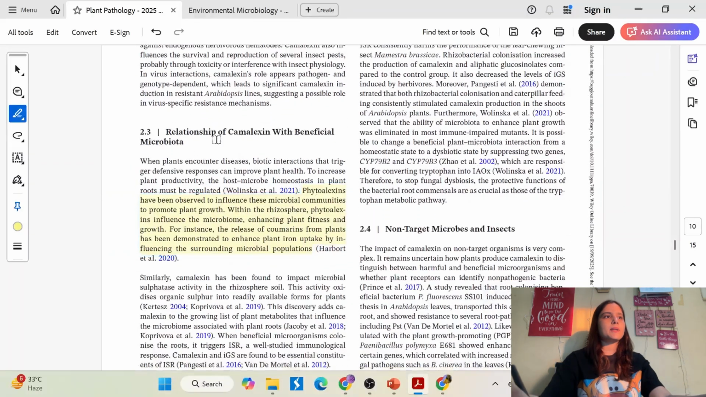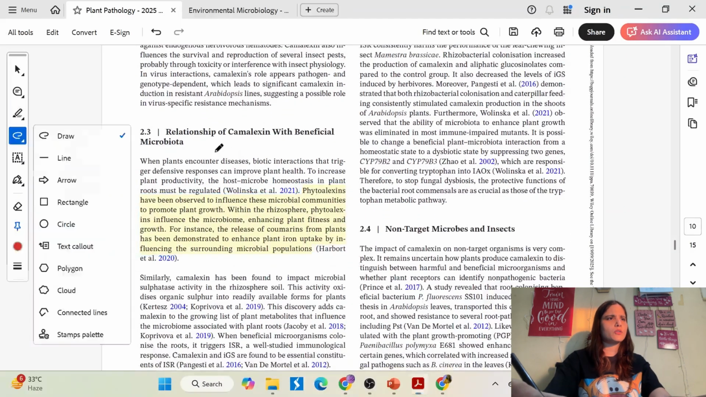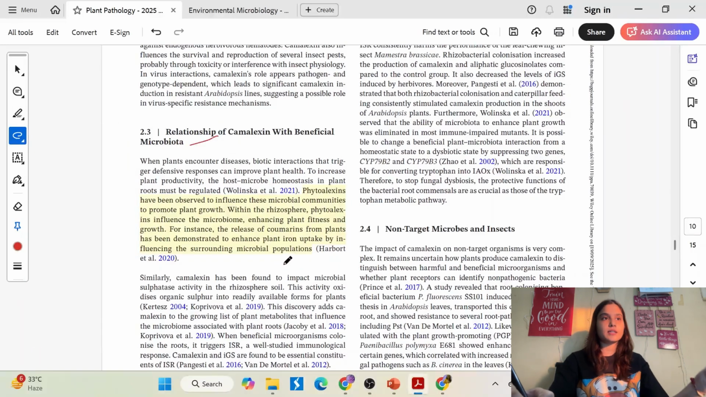The relationship of camalexin with beneficial microbiota, in this section they have stated the interaction. They have mentioned that phytoalexins have been observed to influence these microbial communities in order to promote plant growth. Within the rhizosphere, phytoalexin influences the microbiome, enhances plant fitness and growth. For instance, they have given an example that the release of coumarins from the plant has been demonstrated to enhance plant iron uptake by influencing the surrounding microbial population.